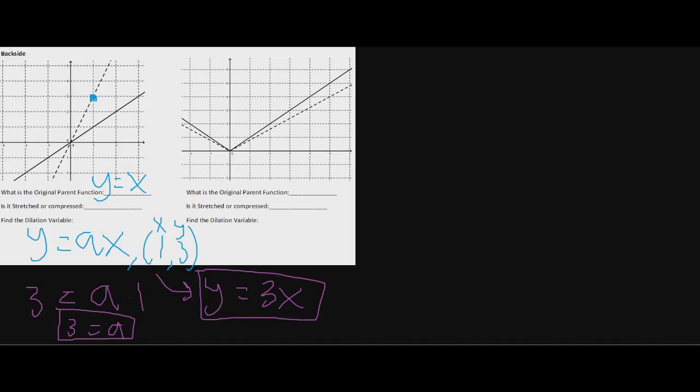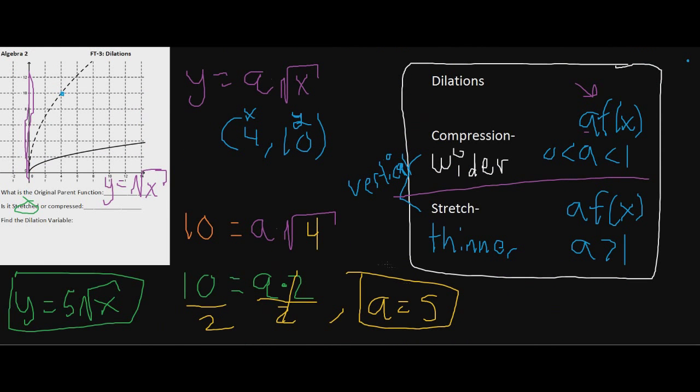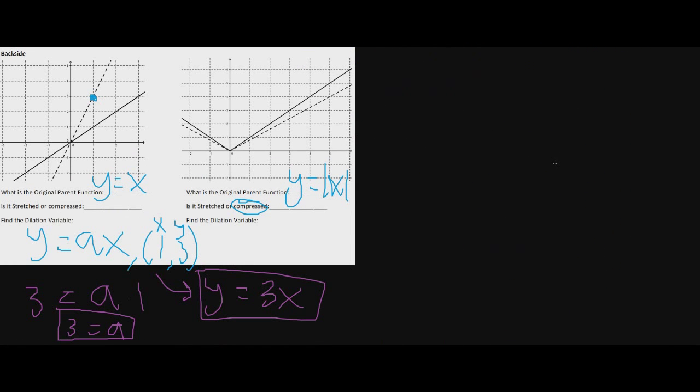Here in this next one, we have y is equal to the absolute value of x. We can tell it's compressed because if you notice from the dark line to the dotted line, it's getting wider, which is what we said here. So we know the number should be between 0 and 1. All right, so I'm going to go ahead and write the equation up here: y is equal to a times the absolute value of x.